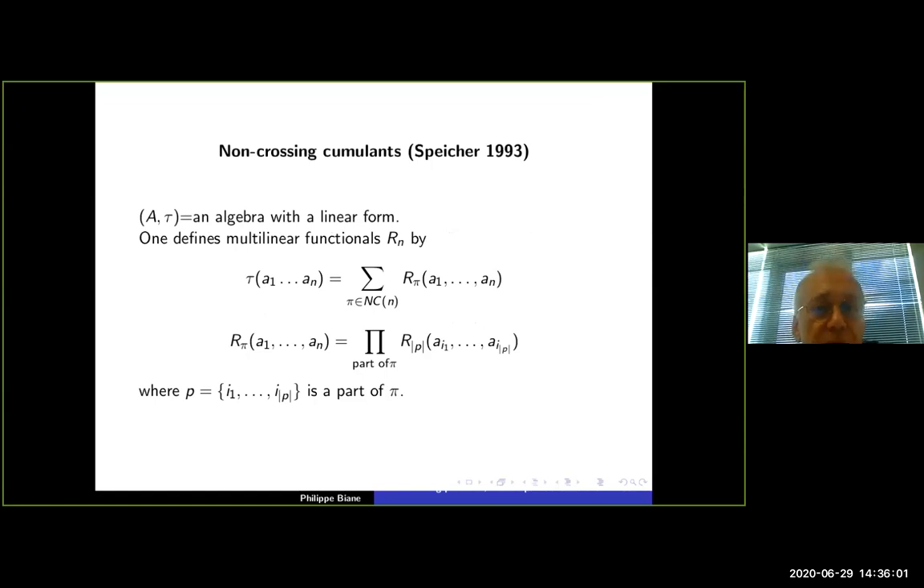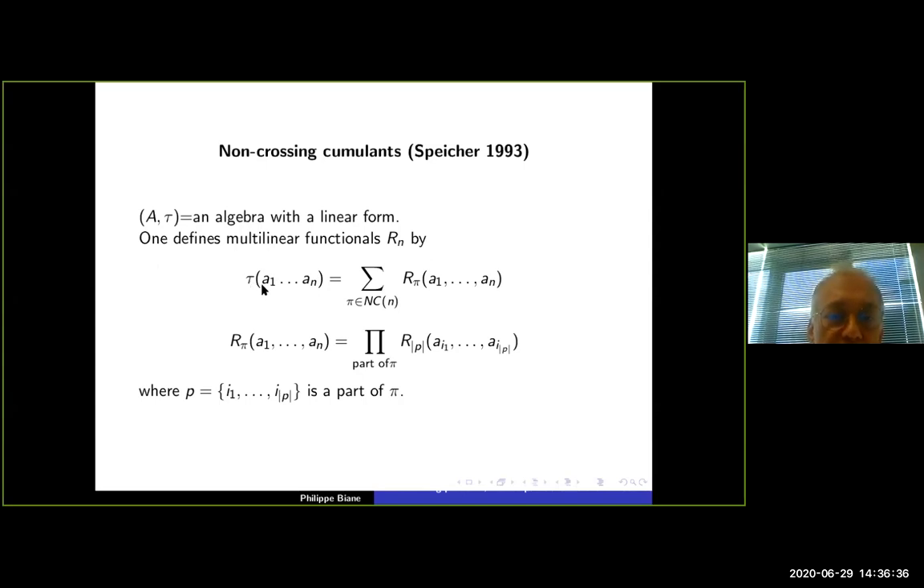My main source of interest in this object comes from the theory of non-crossing cumulants, which was developed by Speicher in the beginning of the 90s. So what are non-crossing cumulants? In order to define non-crossing cumulants, we start with an algebra A, which in general will be a non-commutative algebra over the complex numbers. You could consider other fields, but usually we consider complex numbers because we want to make some probability theory out of that. And tau is a linear form on A. Then one defines multilinear functionals R_n by an implicit formula.